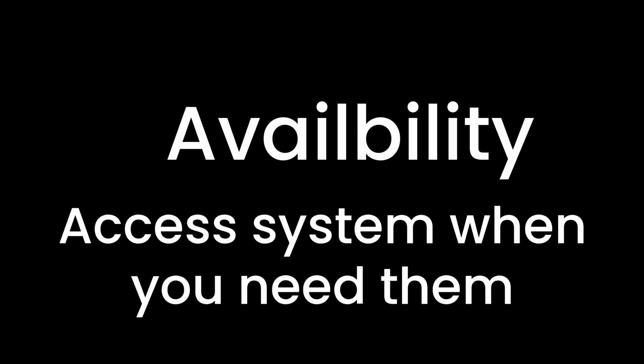Availability is all about making sure you can actually get to the systems and the data that you need when you need it. It also ensures that you're not locked out by some ransomware attack or a server crash. If you ever want a quick gut check on whether something is secure, ask how it holds up against confidentiality, integrity, and availability.